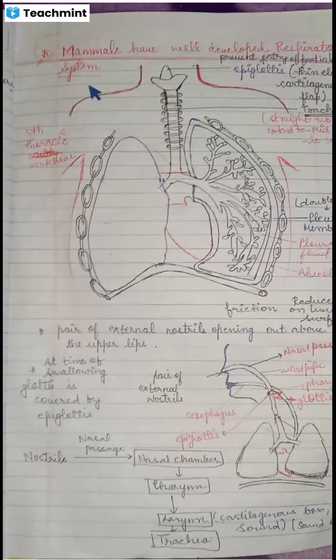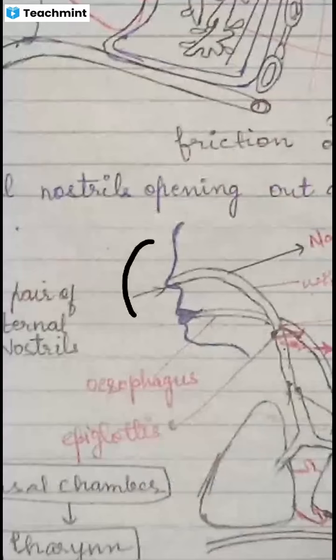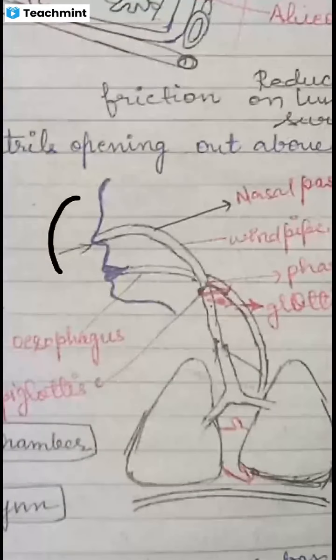We all have a pair of external nostrils opening out above the upper lips. Let me show you this one. We all have a pair of external nostrils which is present above our upper lips. This one leads to the nasal chamber through the nasal passage. This is the nasal chamber and this is the nasal passage.